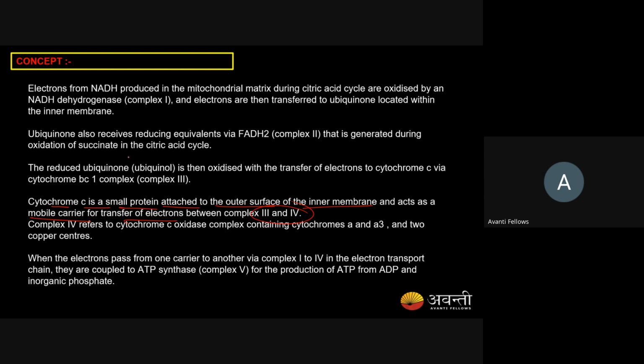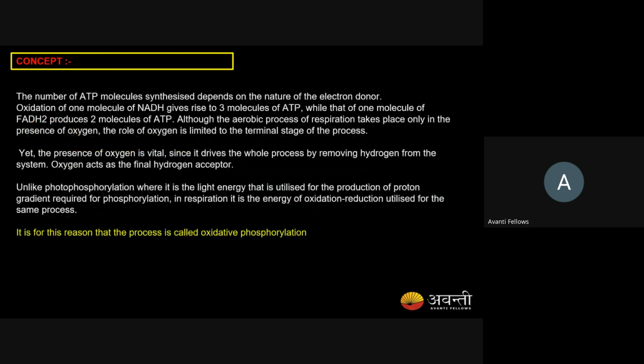At the same time, what does ubiquinone do? Ubiquinone also receives electrons from where? From FADH2, that is, it accepts electrons via complex number 2, which is generated during oxidation of succinate in the citric acid cycle. Right? FADH2 comes from the citric acid cycle. Remember? Yes, ma'am. If you have read NCERT, this is very nice.